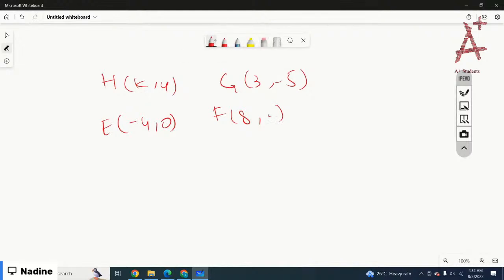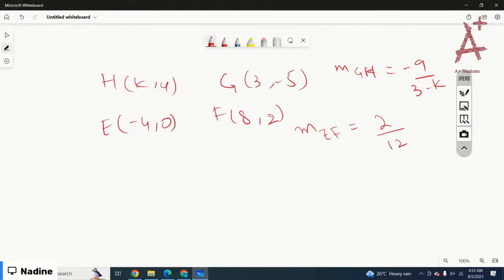Just calculate the slopes for both the lines, right? For this one, it is the slope of GH. Negative 5 minus negative 4, that would be negative 9. And 3 minus K. For this one, it is 2 minus 0, 2, and 8 minus negative 4, that would be 12.